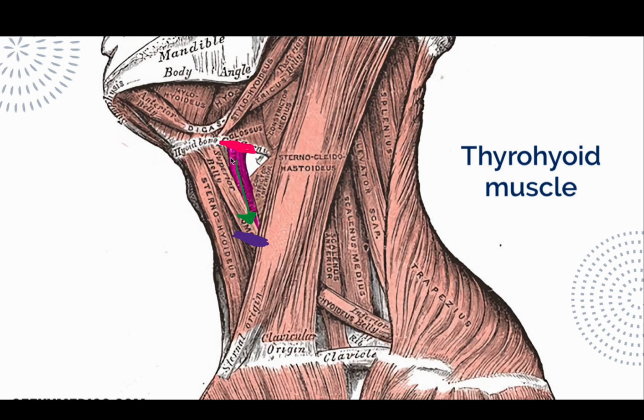Just remember there's 4 suprahyoid muscles, 4 infrahyoid muscles, and they're all important for swallowing and depressing the mandible.